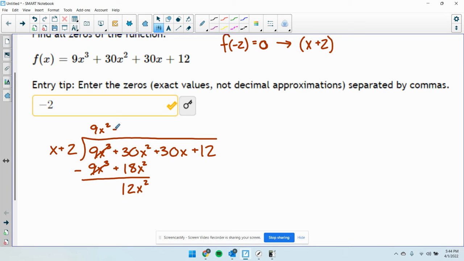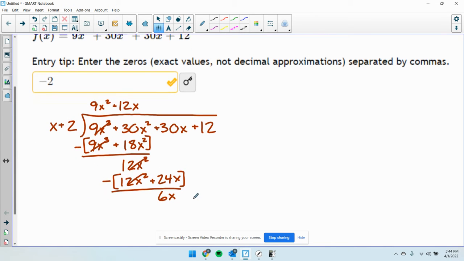X times what gives me 12x squared? Well, that's going to be 12x. So multiplying, I get 12x squared. 2 times 12x, I get 24x. Subtract again. Make sure you put, I really should put these in parentheses or brackets. It's my fault. I get 12x squared minus 12x squared. They go away. I get 30x minus 24x. I get 6x. Bring down the 12. X times what gives me 6x? That's going to give me 6. So I get 6x plus 12.